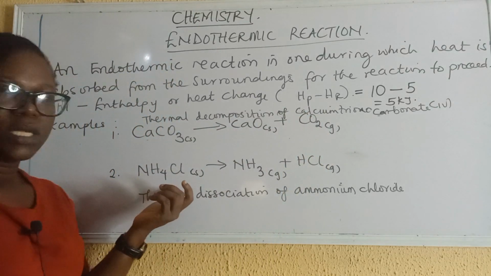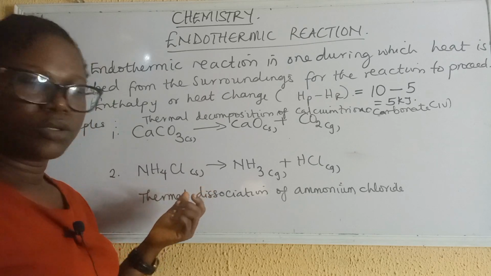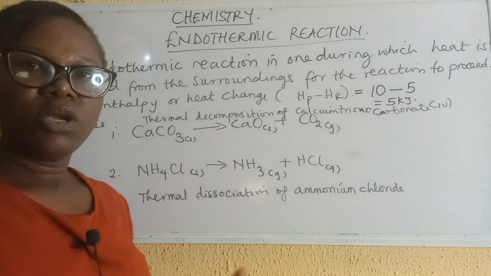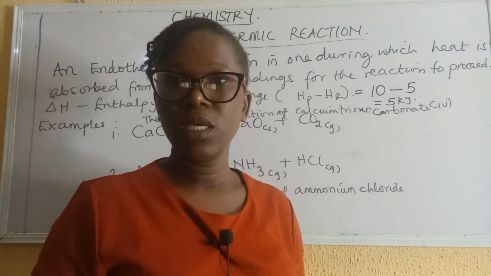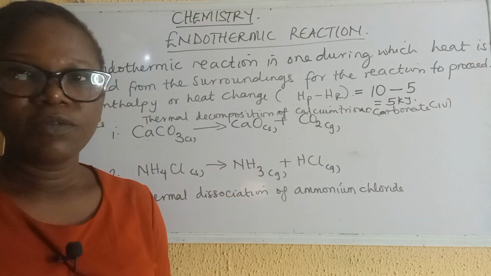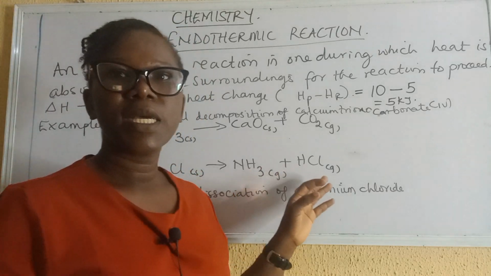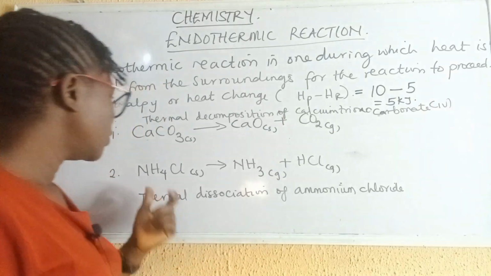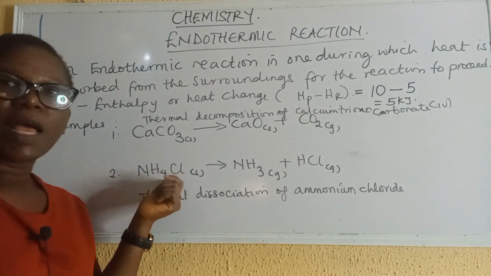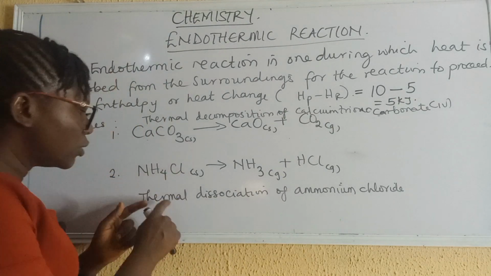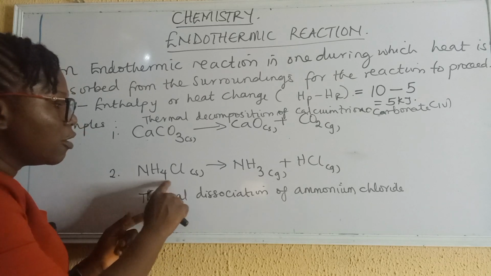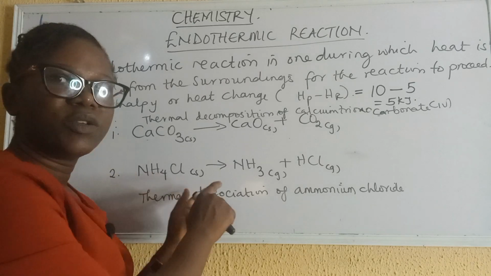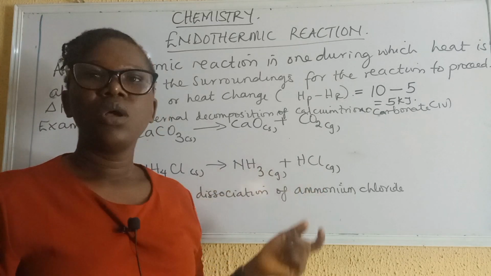Another example is the thermal dissociation of ammonium chloride. Ammonium chloride actually sublimes easily, and it gives you two products, which are ammonia gas and hydrogen chloride gas. In this case, heat is applied at the beginning of the reaction, because the word thermal means heat. Putting heat at the beginning, you end up getting two gases.